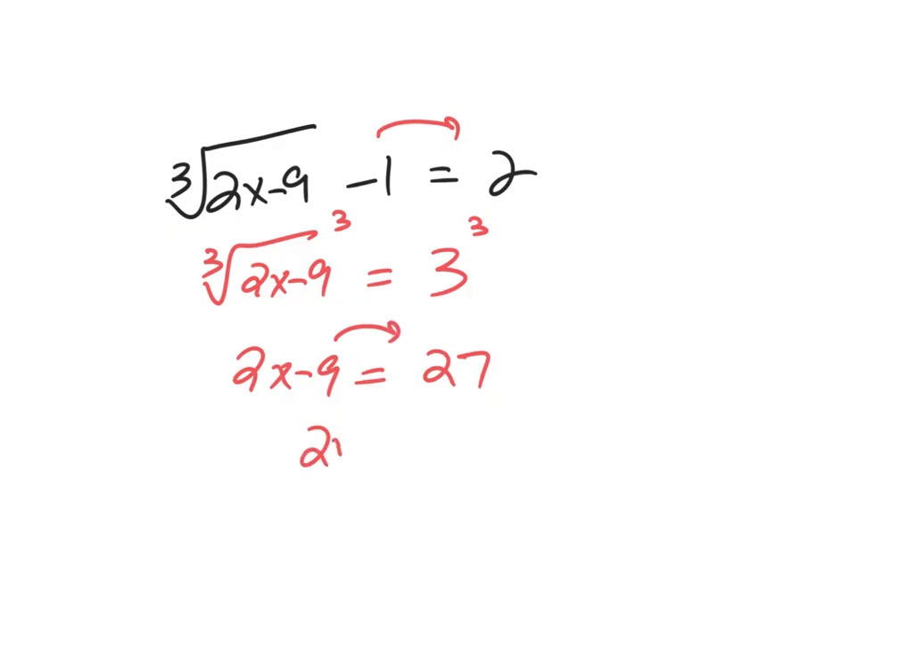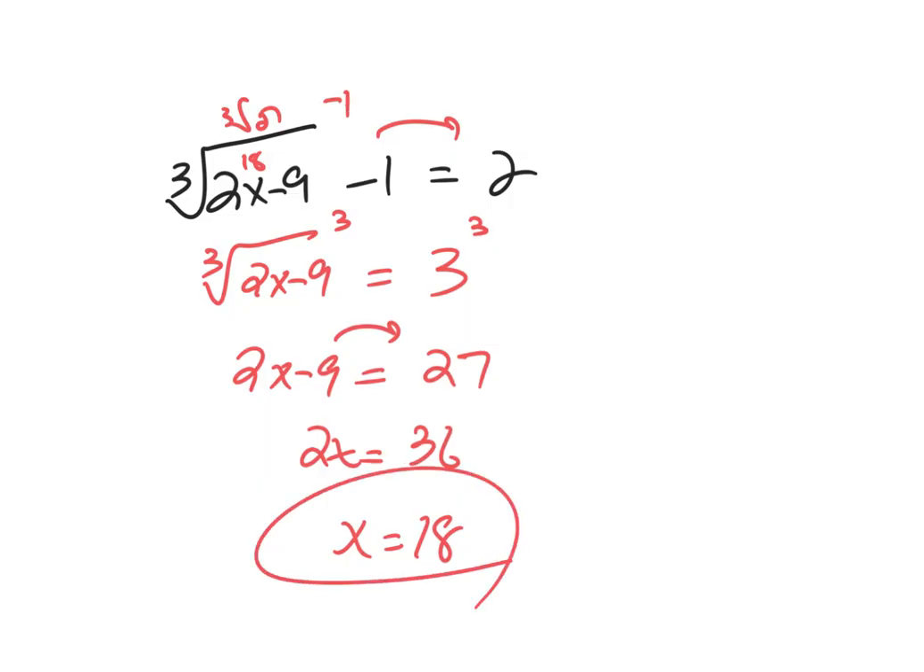So I'm moving the 9 over. 27 plus 9 is 36. Divide by 2. I get 18. Now, before I circle it again, like I said a minute ago, we're going to check it out here. If I plug 18 in there, 2 times 18 is 36. Minus 9 is 27. So the cube root of 27 minus 1. The cube root of 27 is 3. 3 minus 1 is 2. Works out perfectly. Answer is 18.